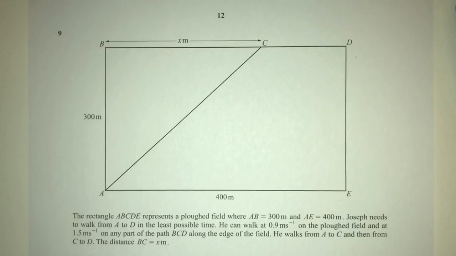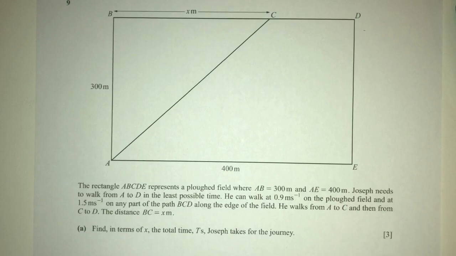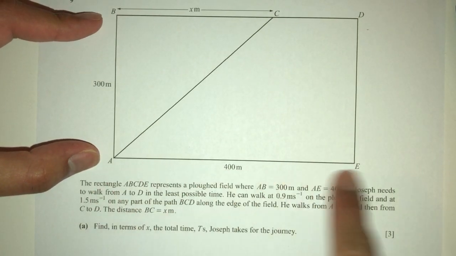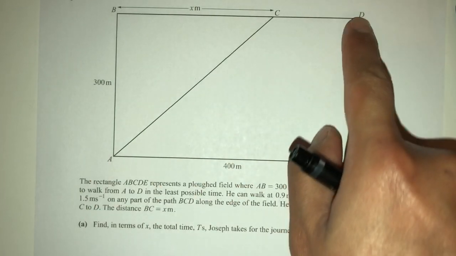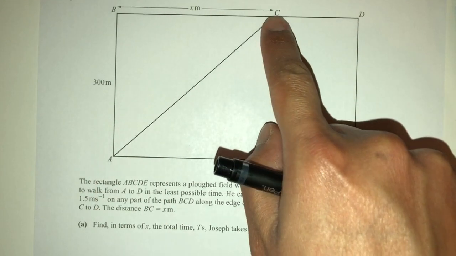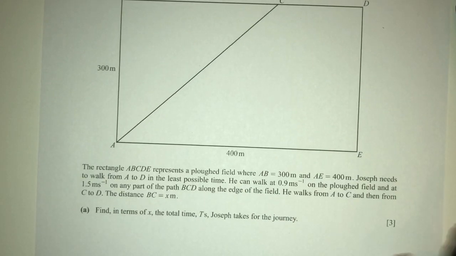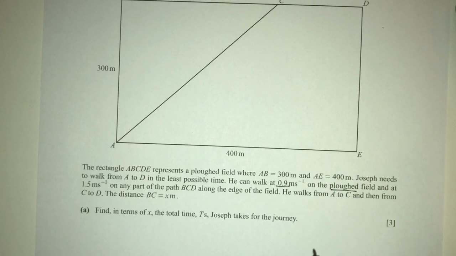Now let's move on to question number 9. So here what do we have? We have a rectangle ABCD representing a plot field where AB is 300 and AD is 400. Joseph needs to walk from A to D in 2 pieces, A to C first and then C to D, in the least time possible. He can walk at 0.9 meters per second on a plowed field and at 1.5 on any part of BCD.